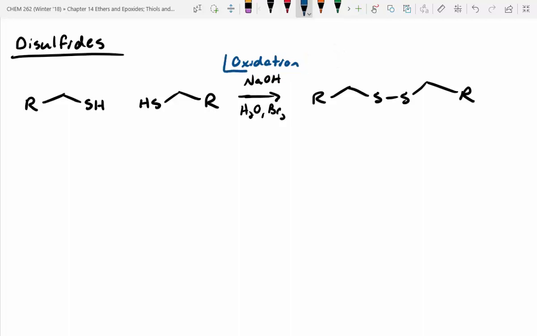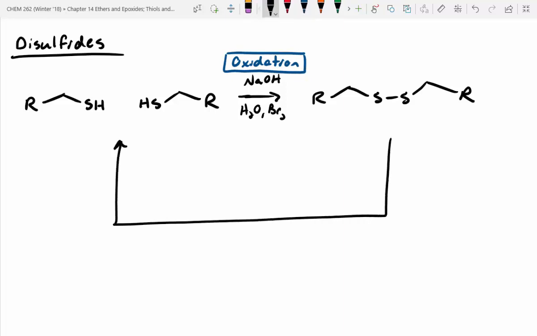The cool thing is this is somewhat reversible. And if we want, we can actually snip this back apart into individual thiols, and we can do this using hydrochloric acid and zinc, and this is our reduction. And it's important to remember this sulfur-sulfur bond is the disulfide.